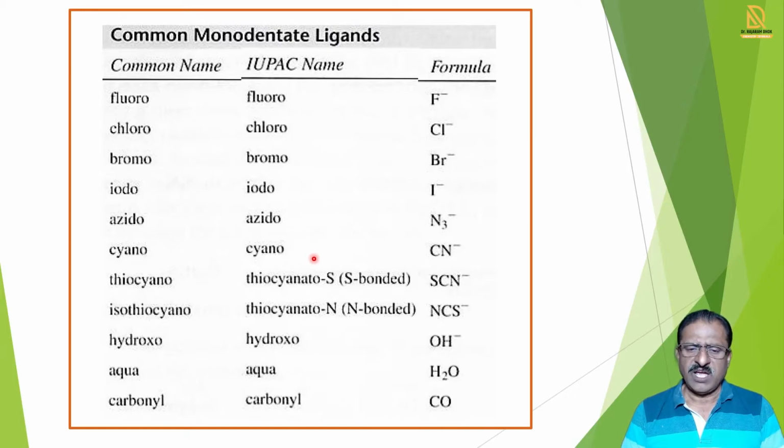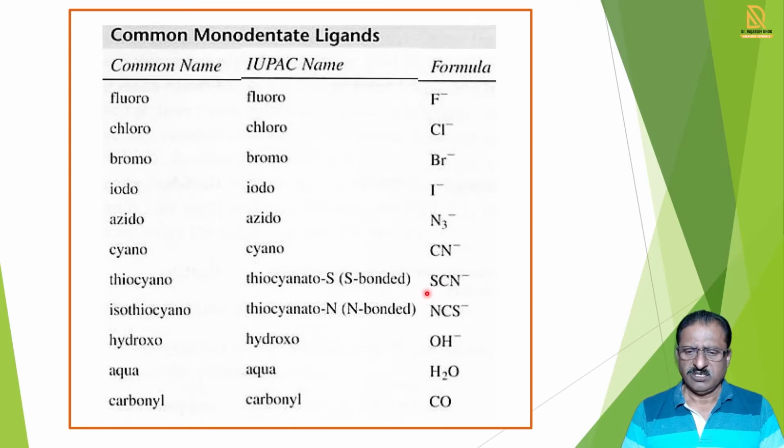Then the thiocyanate ion. In thiocyanate, sulfur and nitrogen both are donor atoms, but at a time only one can donate. Depending upon which atom is attached to the metal, the point of attachment is shown. When sulfur is donated to the metal, it is called thiocyanato, and in that thiocyanato, S is bonded with the metal and it is shown by the formula SCN minus.